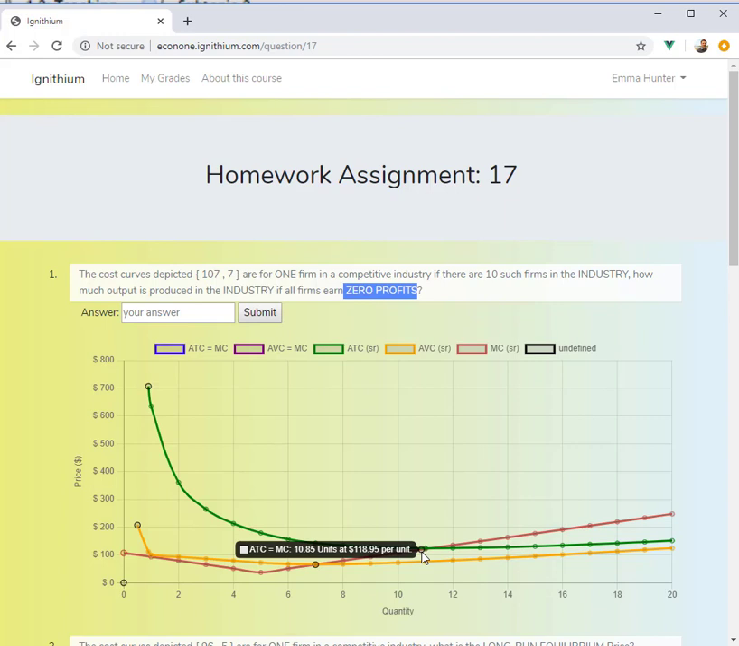So we're talking about this point here, and sometimes it's a little bit hard to see, and that's why it's labeled. But you can see that marginal cost, and it's not labeled here, but it's going to be equal to price and going to be equal to average total cost at the minimum of the average total cost curve. And then you're going to have 10.85 units produced by an individual firm. And then you would just multiply that by 10 for 10 such firms.